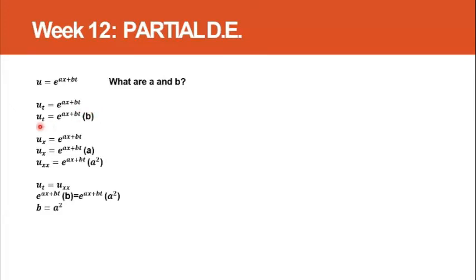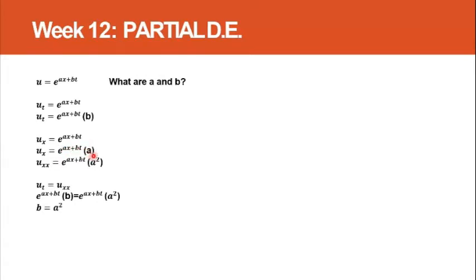And then for the u sub x naman, since based to sa u sub x, yung bt natin dito is equivalent na siya sa 0. And yung derivative ng ax natin is equivalent lang siya sa a. Therefore, yung u sub x natin is equivalent sa e raised to ax plus bt times yung a natin.